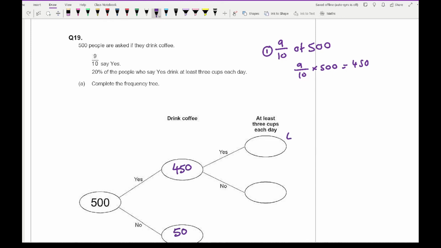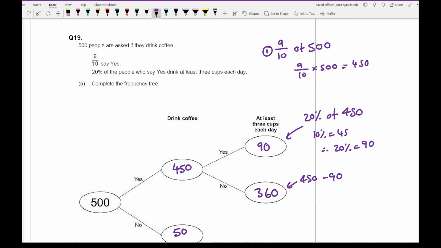Then looking at this block here, that's going to be 20% of 450. Well, 10% is 45, so therefore 20% is going to equal 90. So then this block here is going to be 450 minus 90, which is 360.